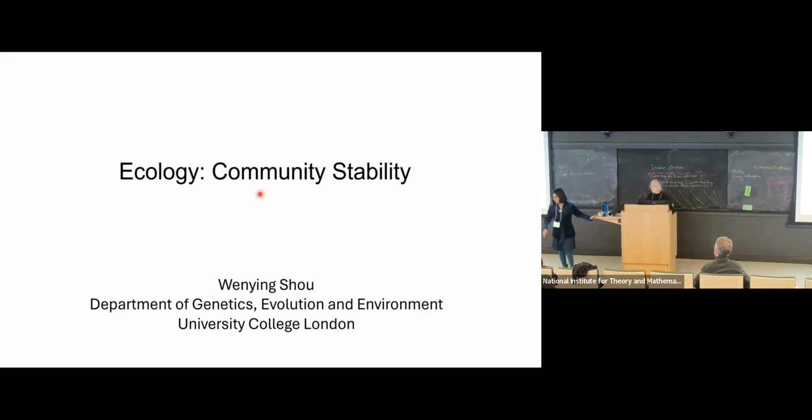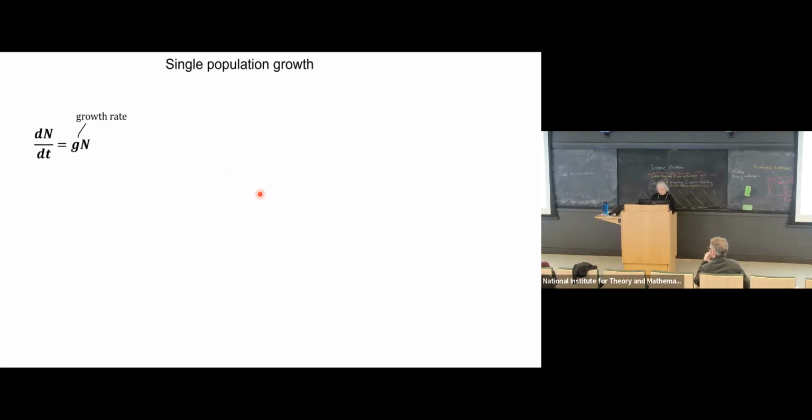So I'm Wenying Shou from UCL, and I want to give you a brief tutorial on ecology, a sub-question of ecology, which is community stability. Whether this community composition is stable. So let's start with the most basic, right? The most basic growth equation.